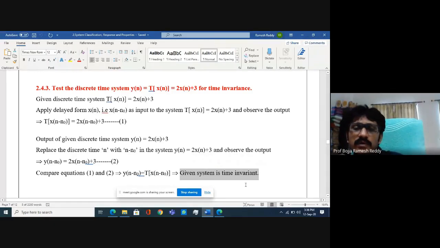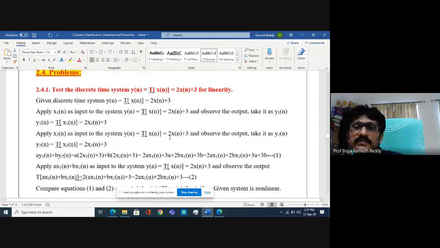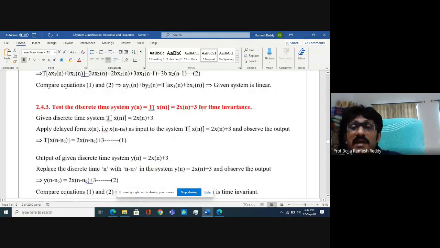No problem for time invariance. But there is a problem in linearity. The same system fails in linearity. First question: it is a non-linear system, but it is a time invariant system. Time invariant is a good property; non-linear is not good.